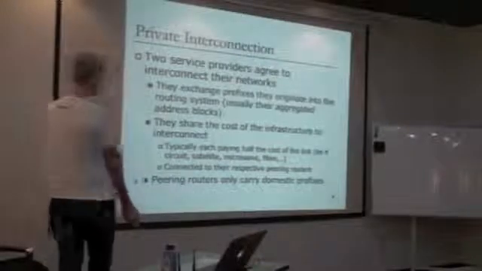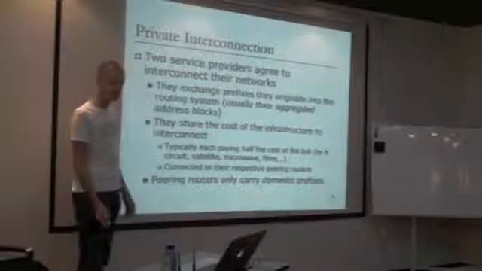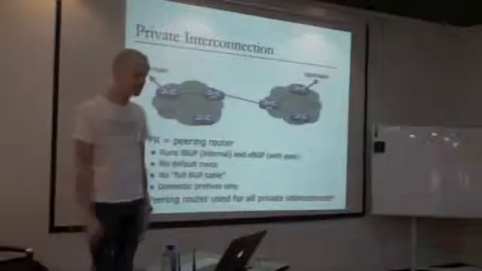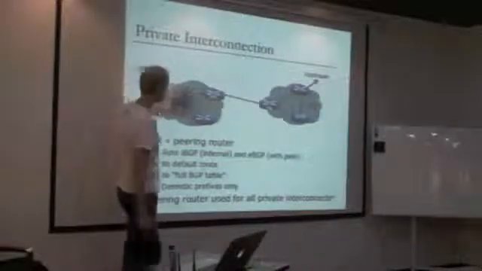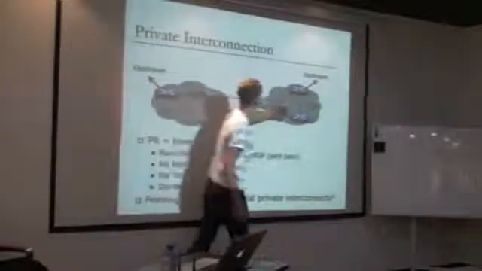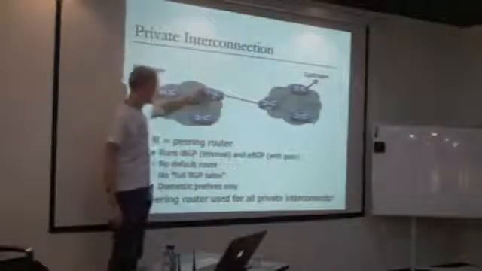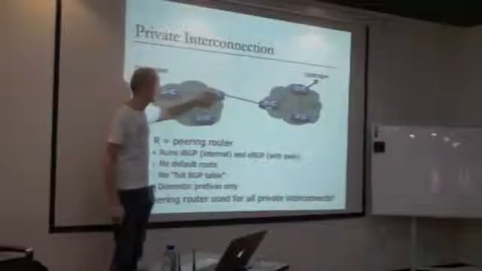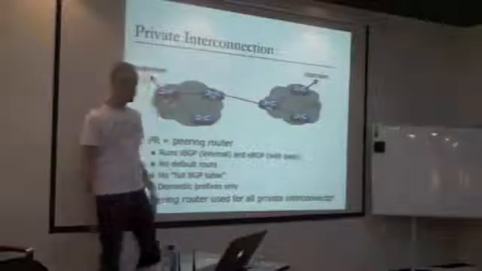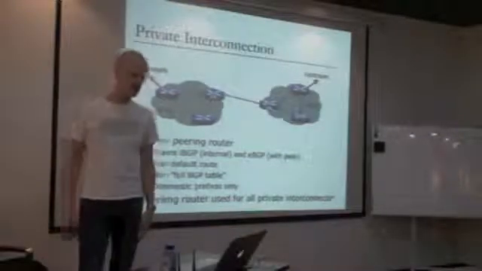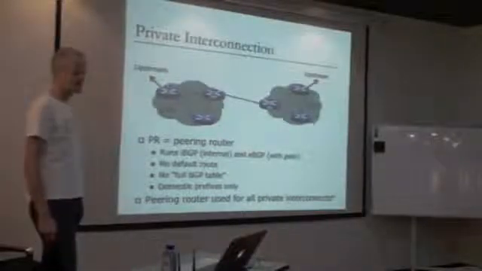So private interconnection: two ISPs agree to interconnect their networks. We've covered this. Right, so the private interconnection can look like that. You've got your peering routers. We run IBGP here, we run IBGP there. This peering router has no default route, doesn't have the full BGP table, it's only got the domestic prefixes inside the ASs. And this peering router is used for all private interconnects.